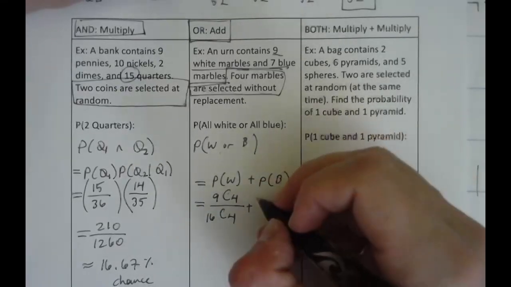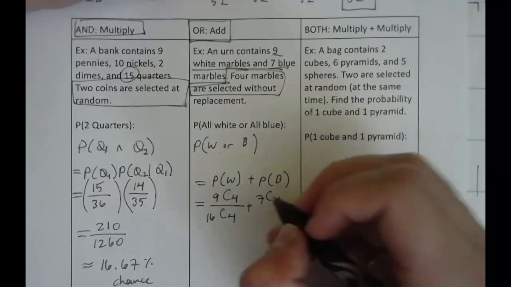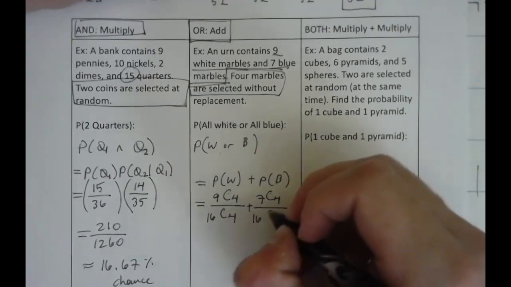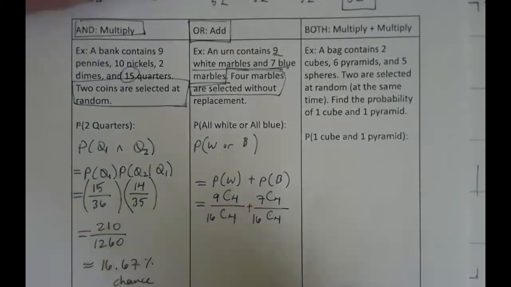And then same thing here. We had 7 options for blue. So 7, we chose all 4 of those as blue. And we had 16, choose all 4 of those down here as well.